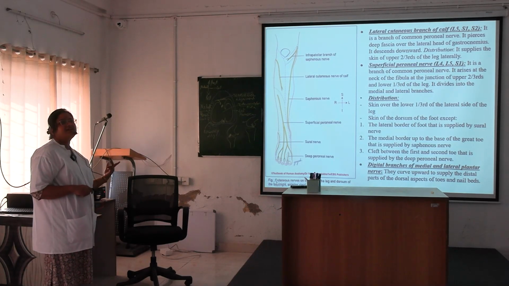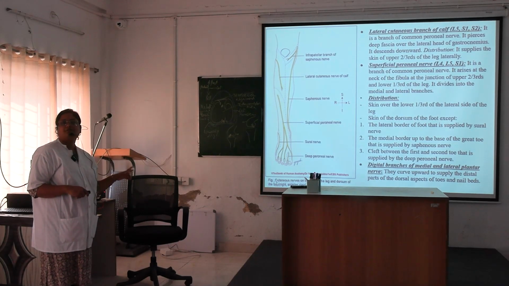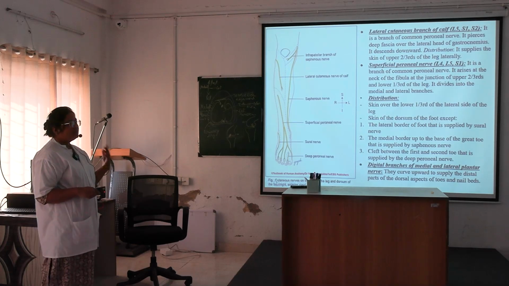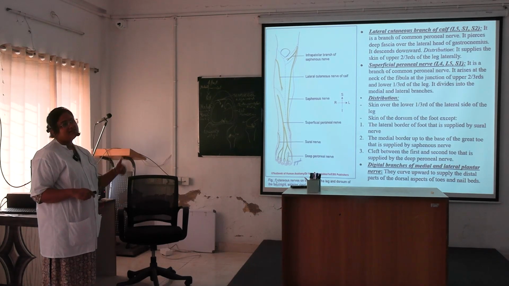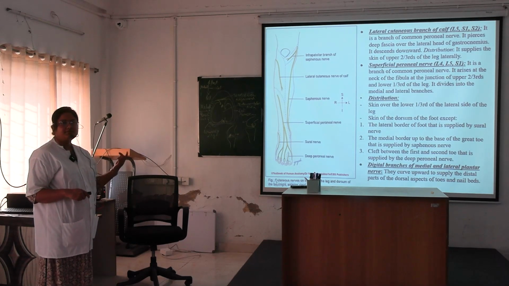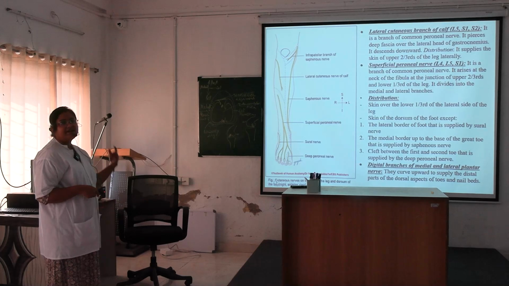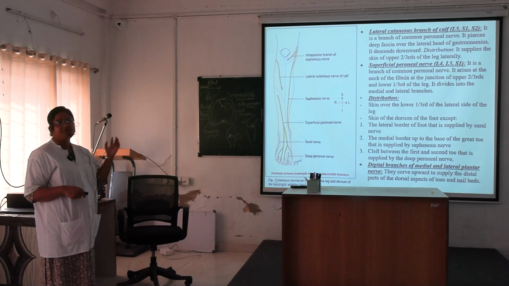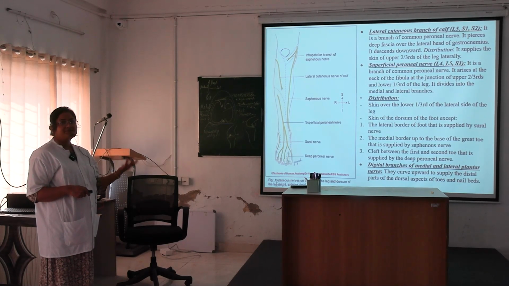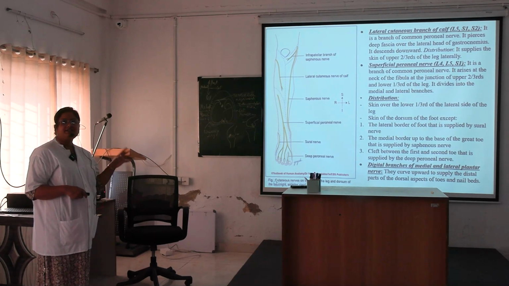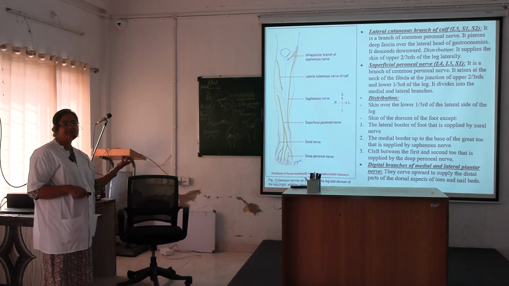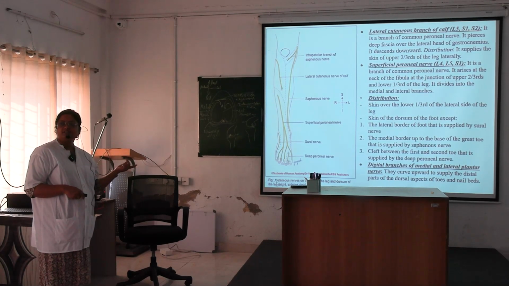And deep peroneal nerve, it is the nerve of the anterior compartment of the leg. And for the posterior compartment, nerve is the tibial nerve. All the muscles are getting supply from tibial nerve in the posterior compartment. So in the thigh also you have seen different nerves for different compartments. For hamstring compartment, sciatic nerve. For the medial or adductor compartment, obturator nerve. For anterior compartment or extensor compartment, femoral nerve. You have seen these three nerves.